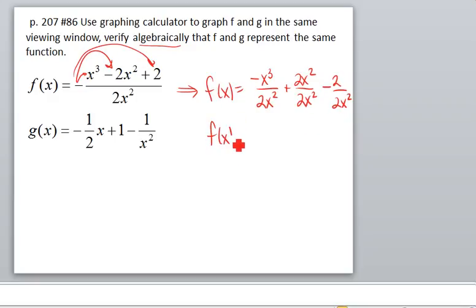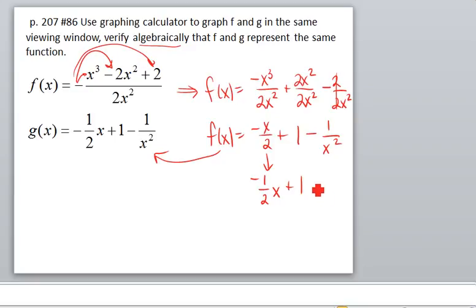So if I simplify this and I reduce some of my x's here, I have a negative x over 2 plus, that just ends up being 1, and my 2's cancel here, so I have a minus 1 over x squared. Now while these don't look identical, they are, because this actually means 1/2 x. If you were to look at your graphing calculator, you will also see that those are the exact same.